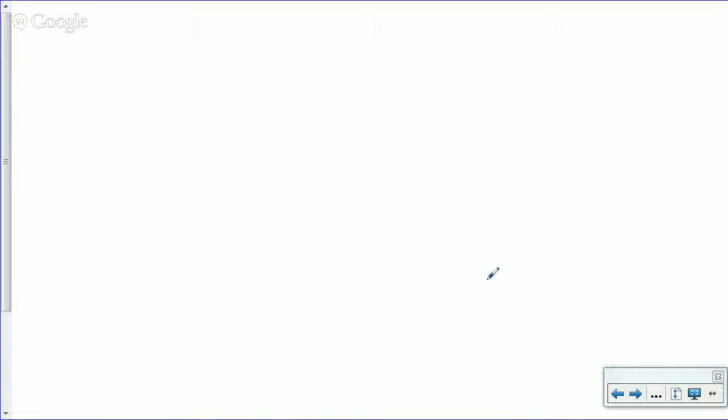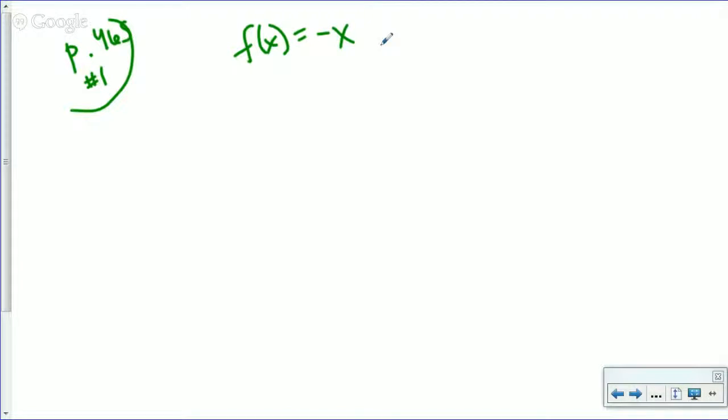Okay, let's go ahead and do the first one from your homework, I believe it is. Page 465, number 1. We want to, the function we're given is negative x plus 1.